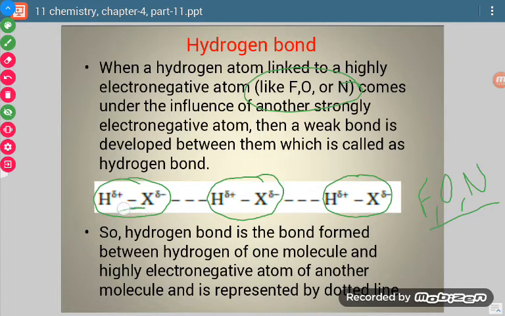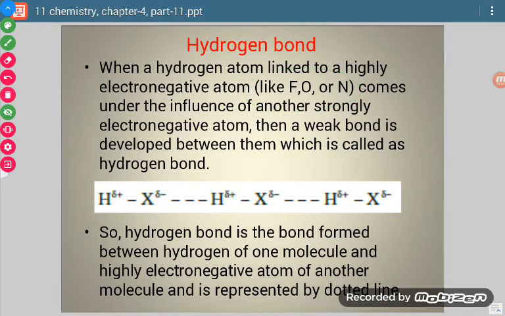Okay, this bond is a covalent bond between these two. Okay, covalent bond between these two. Now this hydrogen atom came under the influence of this electronegative atom, so there is an attractive force between them, and this attractive force is called hydrogen bond.